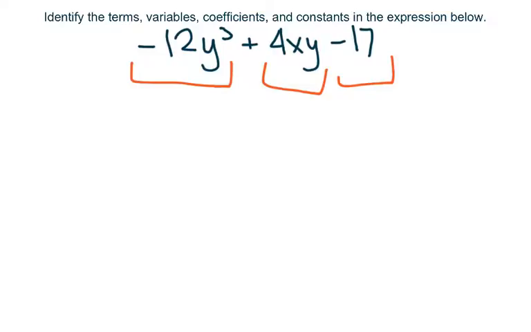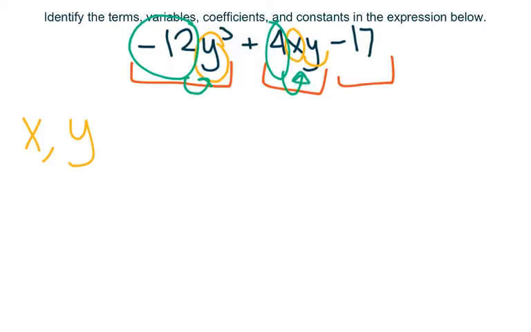Our variables in this expression are y, x, and y comes up again over here. So x and y are the variables in this expression. Our coefficients are the numbers that are attached to a variable. We have negative 12 is the coefficient of y cubed, and 4 is the coefficient of xy. And negative 17 is not a coefficient, again, because it's not attached to a variable.